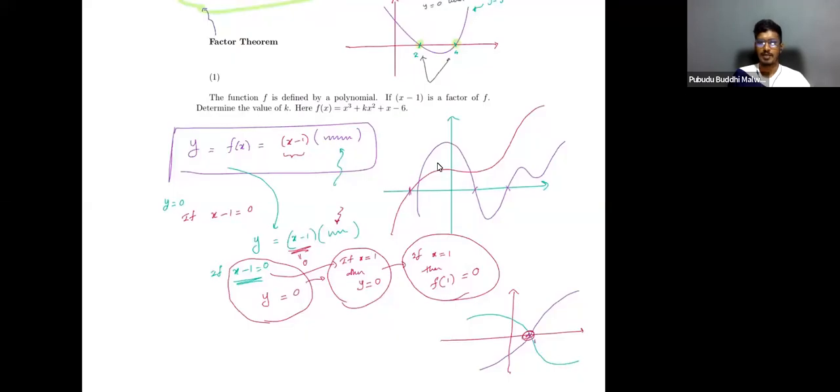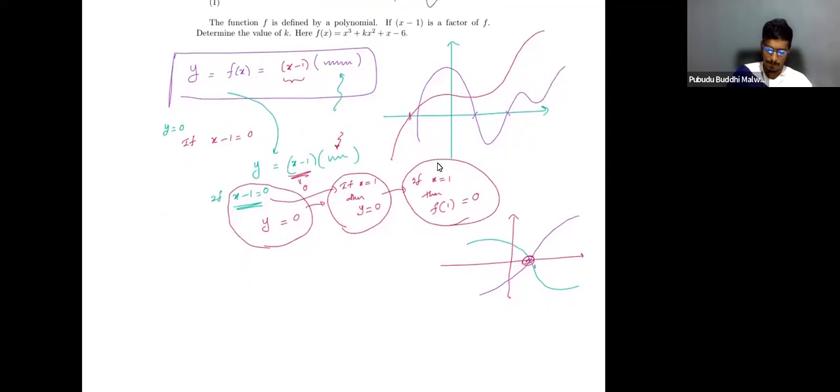Right, now we can continue this problem. So we discussed the fundamentals of the factor theorem. Basically, for this case, x minus 1 is a factor, which means x minus 1 will be inside that function, right? x minus 1 times something. And more importantly, what we discussed: if x minus 1 equals 0, then y equals 0.